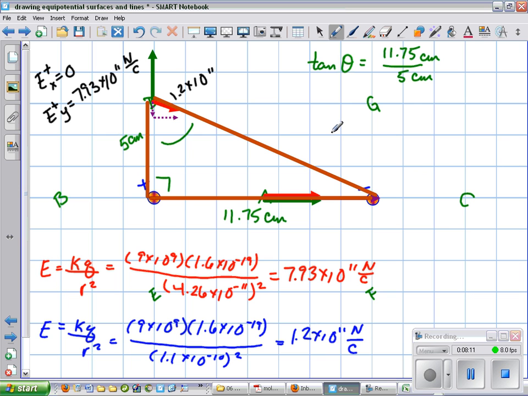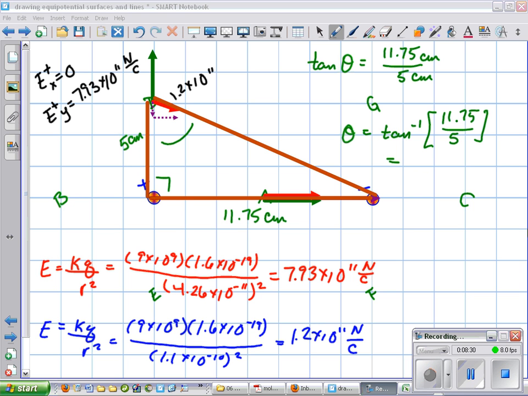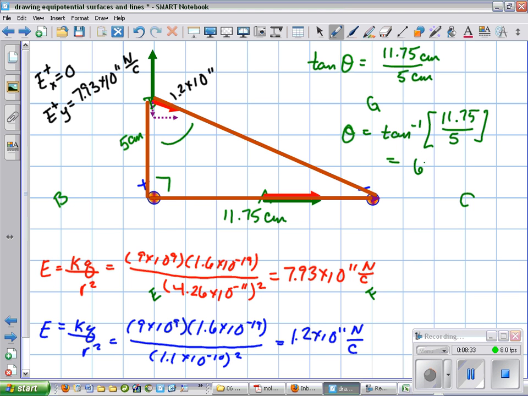These are both in centimeters, which is good, because I can't have any units inside of my trig functions. I'm going to take the inverse tan of both sides, so I get the inverse tan of the tan of theta is theta, and the inverse tan of 11.75 divided by 5, my units cancel out, is equal to 67. Came out nicely. Degrees. So this is 67 degrees, this is 90 minus 67 degrees because it's complement, and this is 90.